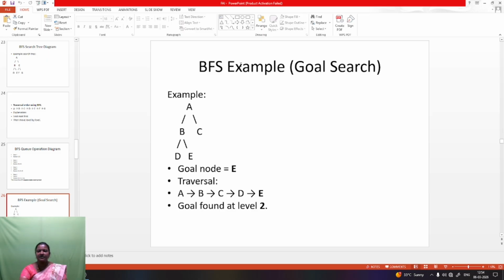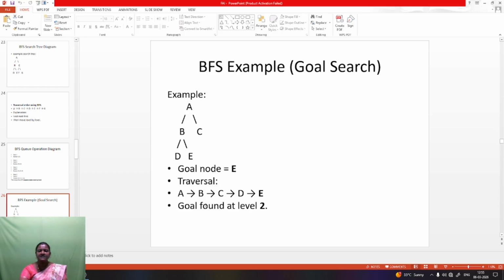Here is one simple example to illustrate the BFS algorithm. Here we have a tree of level 3. The parent node is A. It contains 2 child nodes, B and C, where node B contains 2 further successors, D and E. Here we set the E node as the goal node.